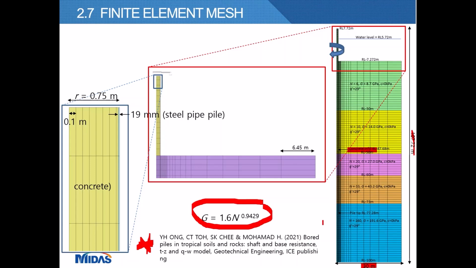The mesh was densified along the pile and soil interface, where the gradient of the stress is intense, and the size of the mesh is gradually increased towards the right boundary. The diameter of the steel pipe pile is 1.5 meter diameter, and we only model half of the problems, 0.075 meters, and the thickness of the steel pipe pile is 19 mm.